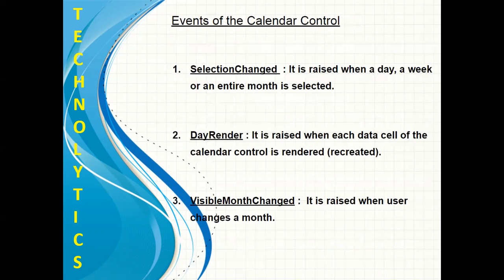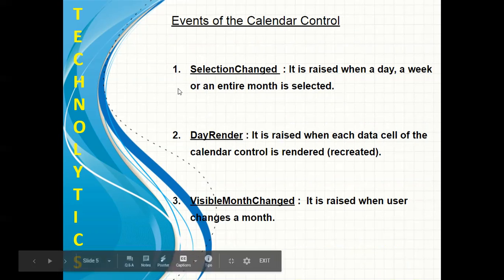Next, we will see a few events of the calendar control. Now, first event I would like to show you is selection changed. It is raised when a day, a week, or an entire month is selected. Whenever you are making any kind of selection, quickly this particular event will occur, which is selection changed.